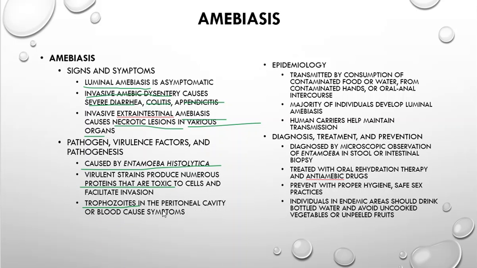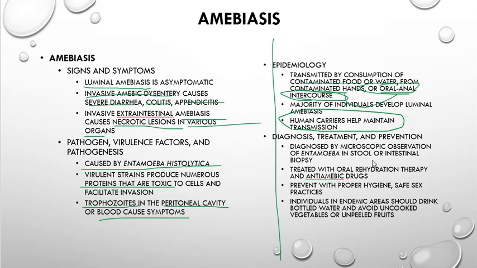Trophozoites in the peritoneal cavity or blood cause the symptoms. These guys are in contaminated food, water, hands, which is gross. If you do that, then you probably deserve to get an infection. Majority of individuals are going to get the luminal amoebiasis. Human carriers help to maintain transmission.